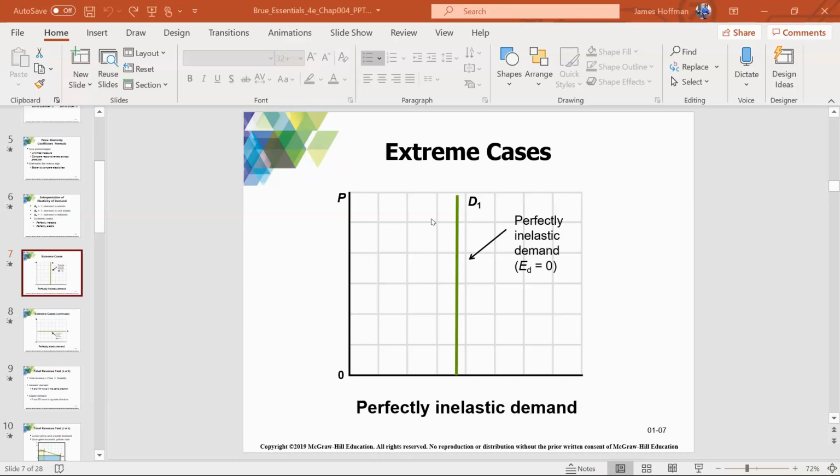Okay, so what might be a perfectly inelastic good or service? Can we think of some extreme examples in which no matter what the price is, all the customers still buy the good or service? Okay, any ideas or any guesses?